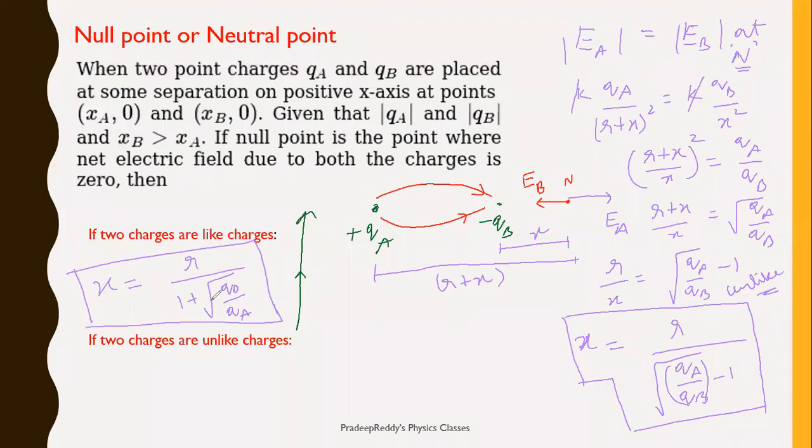I think in the previous equation also I have to put root for the whole denominator. I'm sorry. This will be the final expression. X is equal to R divided by 1 plus under root QB divided by QA. This is how you can locate the null point between two charges, whatever their magnitudes may be.